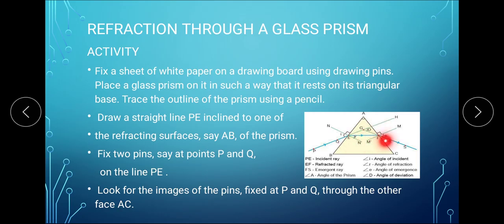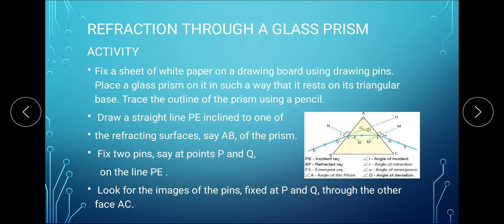So the angle which the refracted ray makes with the normal is called the angle of refraction. And the angle which the emergent ray makes with the normal is called the angle of emergence. So I have drawn angle I, angle E and angle R.